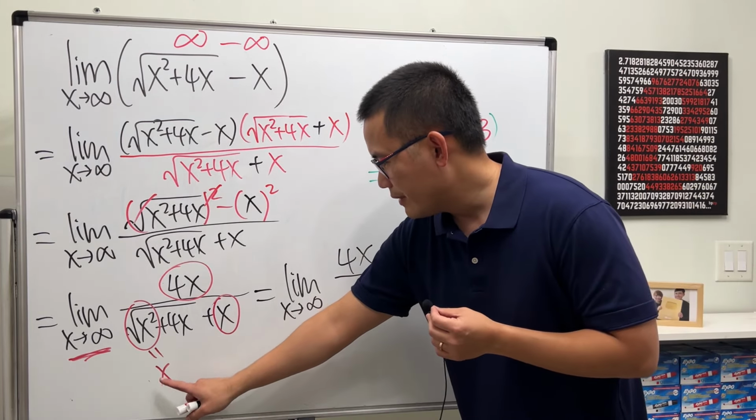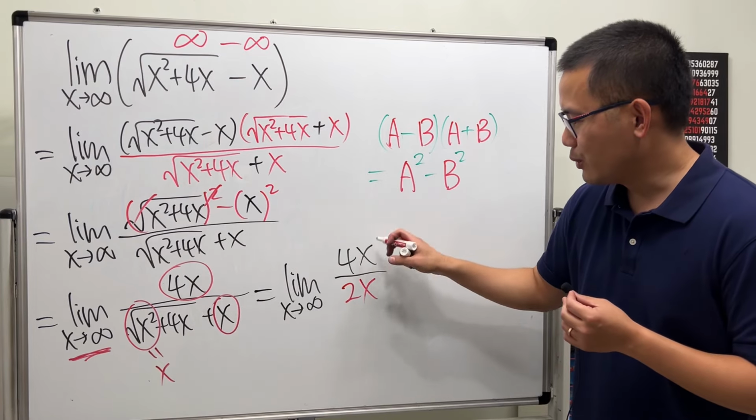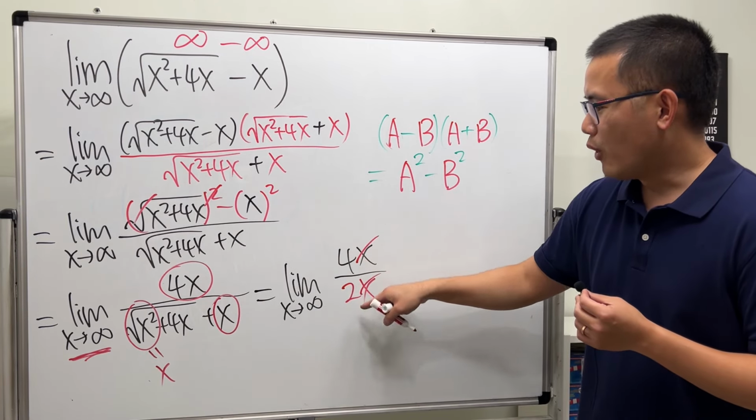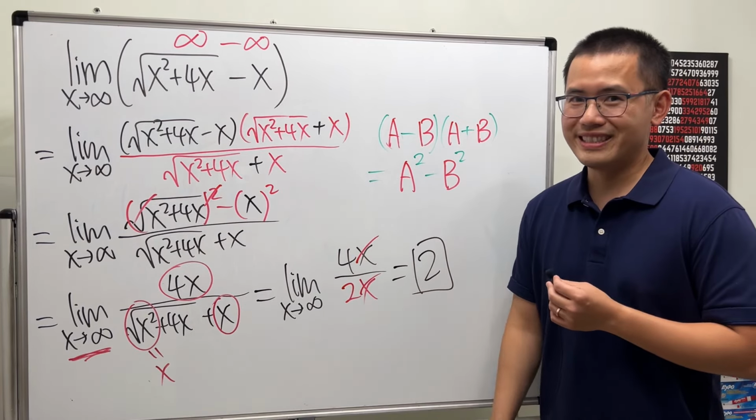But anyway though, x plus x, we get 2x on the bottom. Same degree, right? So they cancel. 4 over 2, the answer is equal to 2. So that's how you do it.